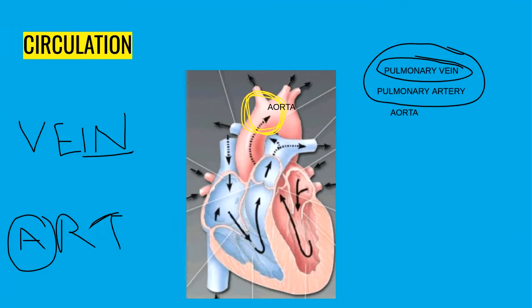So this is the aorta, and I'm just gonna tell you the other one. The aorta takes blood to the rest of the body, and then the vena cava takes blood into the heart from the body.